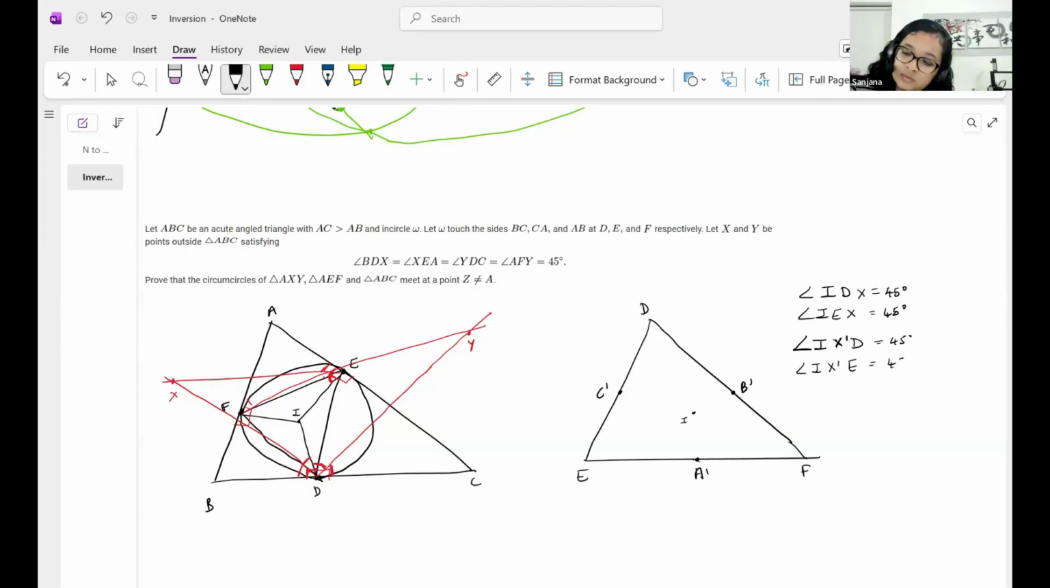And this means that, what would you get, DX'E to be equal to? 90. Yes. Okay, so where would X' go then?